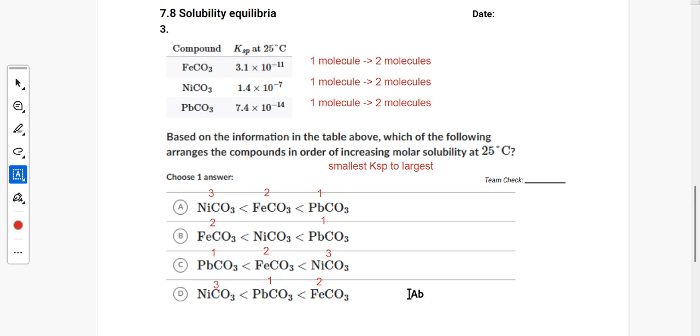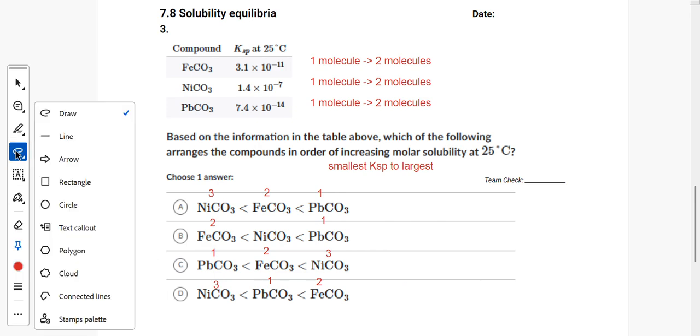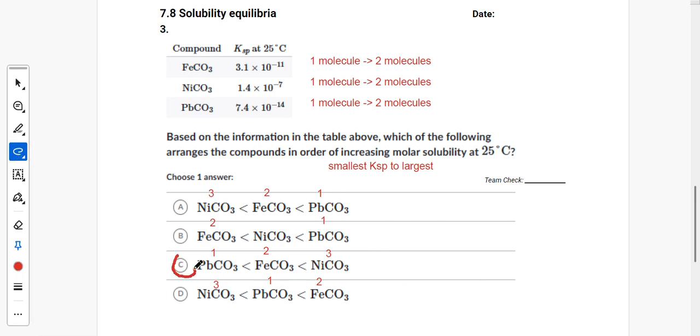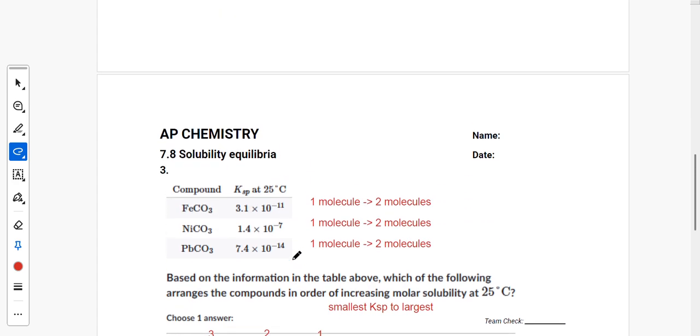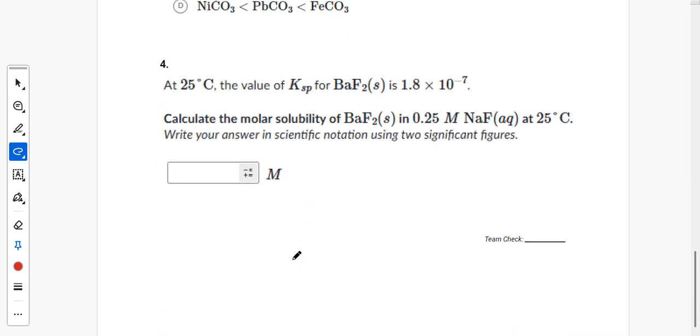All right, I just did it, and I think we've narrowed it down, team. I think it's pretty easy to see which one our answer is here, and that the answer is C. Okay, and I'll actually circle this one here so that you can see that. It is C, and we did it. Now let's look at number 4.